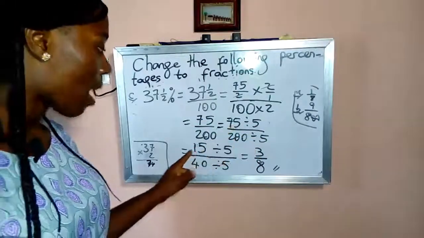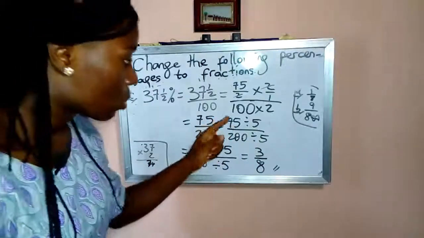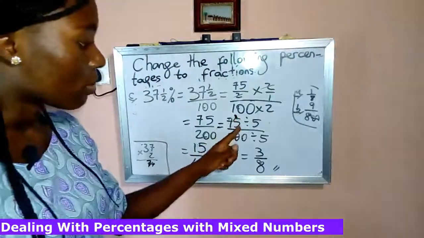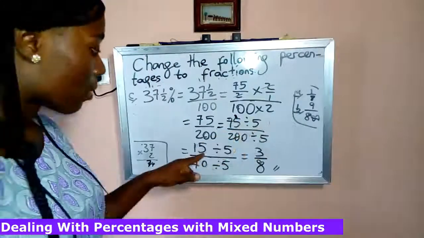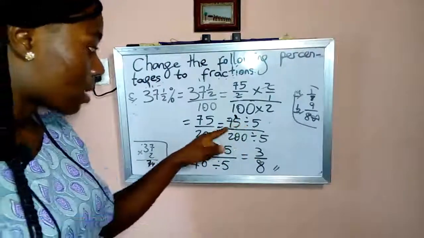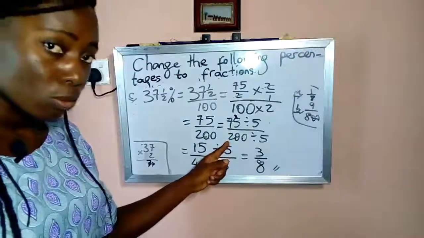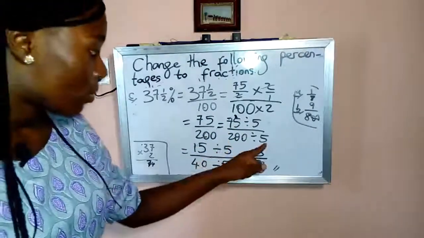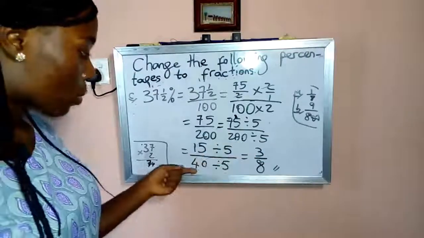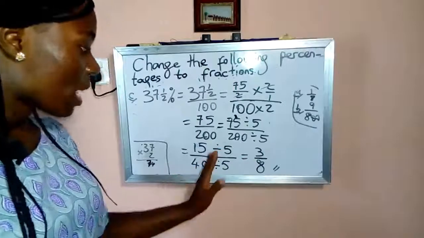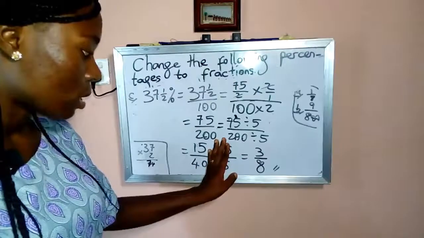5 into 7, we have 1, remainder 2. The 2, I simply put it here, this makes this 25. 5 into 25 will give us 5. So that our answer there is what? 15. 5 into 2 it cannot, because 2 is smaller than 5. So 5 into 20 gives us 4. 5 into 0 gives us 0. So we achieved 15 over 40.